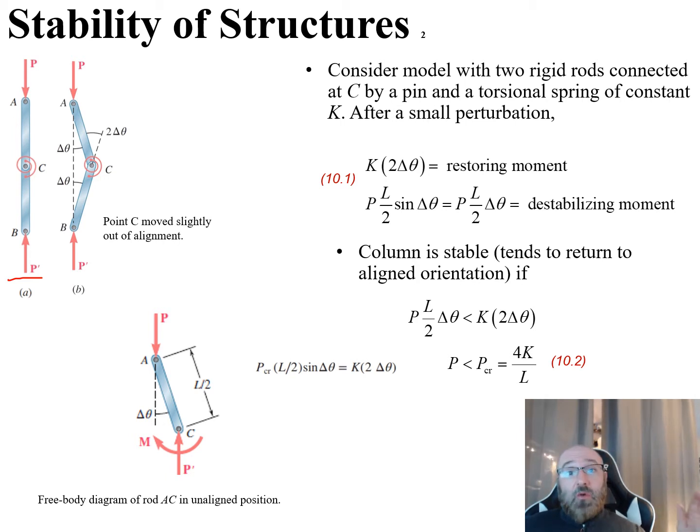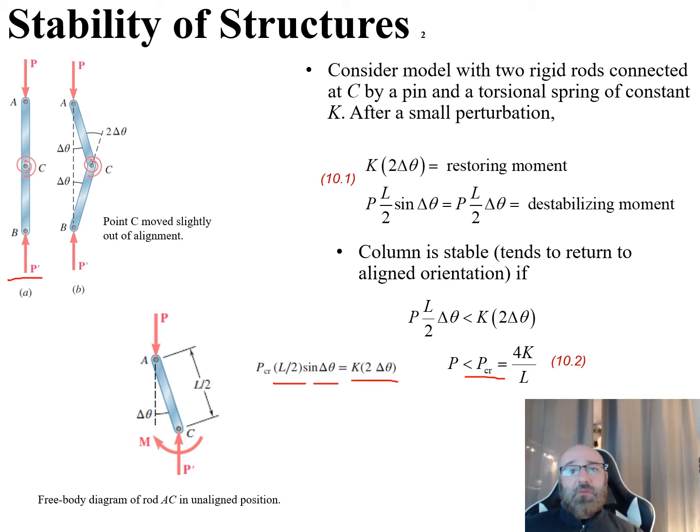Now, the load when the two couples balance each other is called our critical load, or our P sub CR. So this is our critical load there, which is given to us by the following relationship: P sub CR times L over 2 times the sine of delta theta is equal to K times 2 times delta theta.